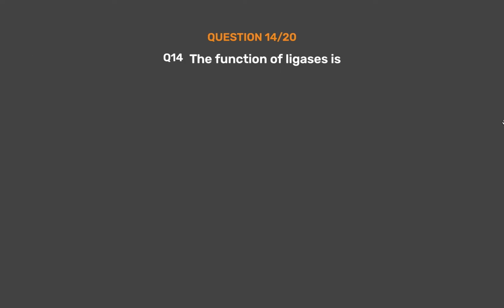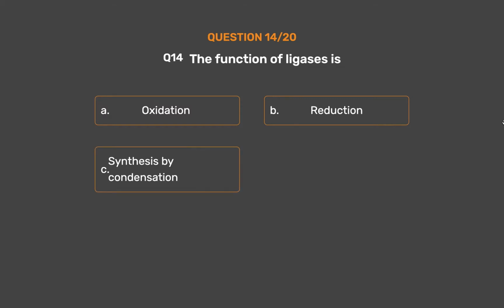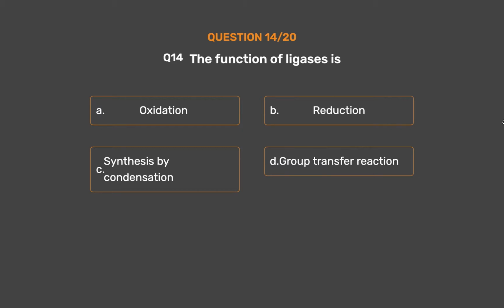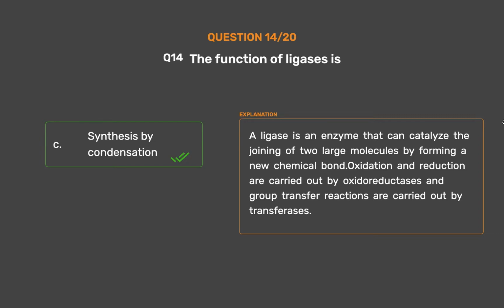Question number 14. The function of ligases is option A, oxidation, option B, reduction, option C, synthesis by condensation, option D, group transfer reaction. The correct answer is option C, synthesis by condensation. A ligase is an enzyme that can catalyze the joining of two large molecules by forming a new chemical bond. Oxidation and reduction are carried out by oxidoreductases and group transfer reactions are carried out by transferases.